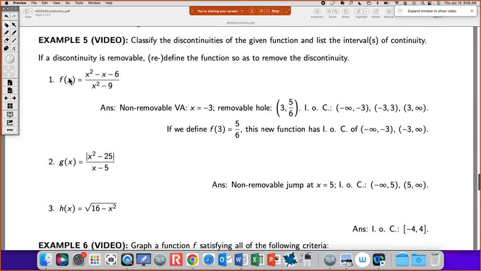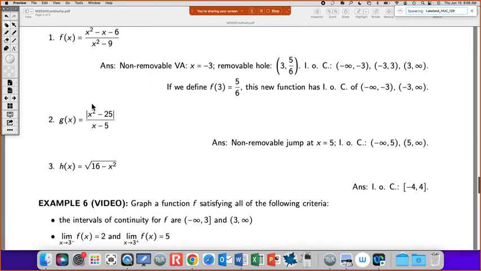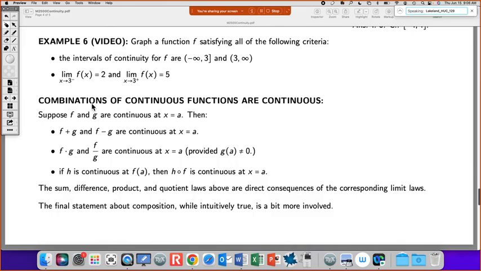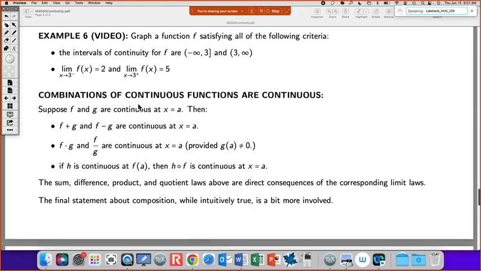So here's your video going through 3 more examples talking about intervals of continuity. Number 1 is nice because it has a non-removable one and a removable one, and then we go through and talk about how we have to fix it and define it. And then these other ones, we've seen these other ones throughout. And then number 6 says, okay, go backwards. Here's some information about the function. Can you make the graph that goes along with it? All right. So I really like these ones because you have to put things together.